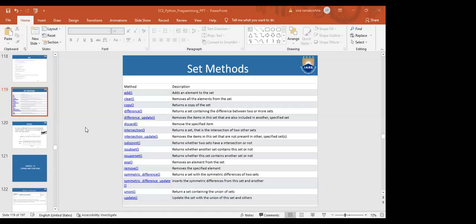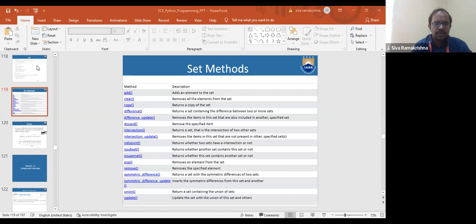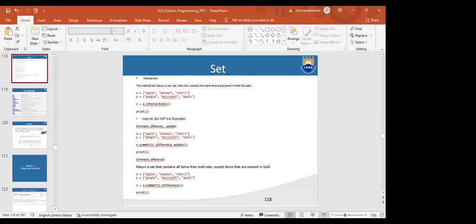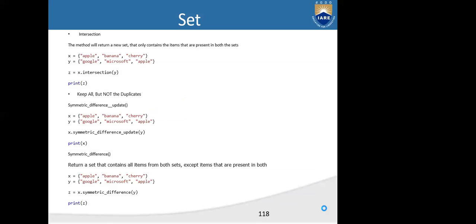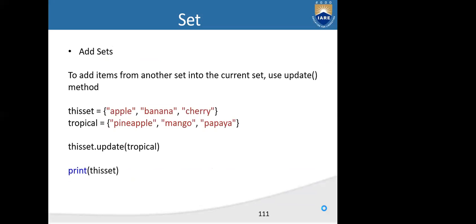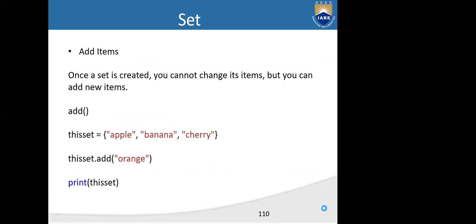In Python. Right, I'm sharing my screen. Confirm its visibility. Yes, is it visible? Yes. Reply me. Are you able to see the screen? Yes, sir. Okay.